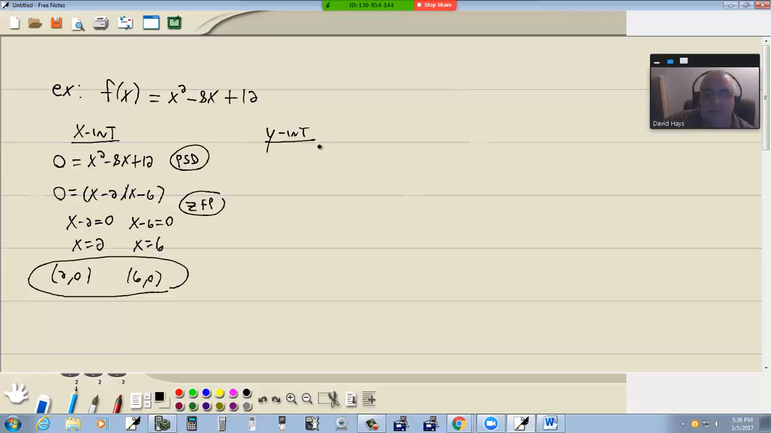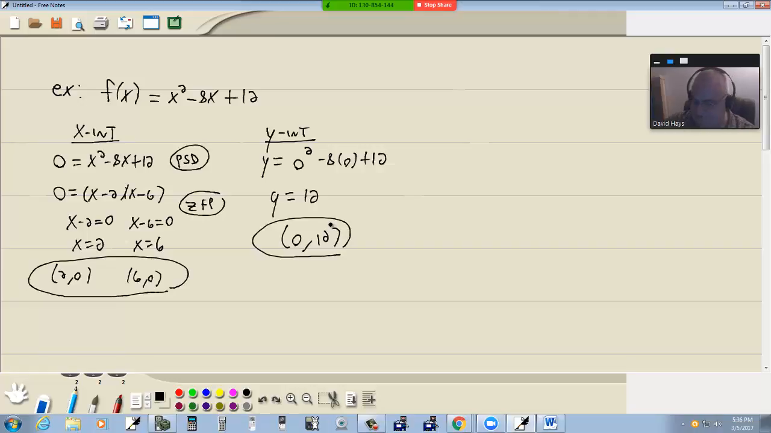Now for our y-intercept, you always plug 0 in for the other variable, so I plug 0 in for x. I'm going to replace the f of x with y. Remember, they're interchangeable, the f of x and y. So I got y is equal to 0 squared minus 8 times 0 plus 12. 0 squared drops away, negative 8 times 0 is 0, that drops away, so we got y is equal to 12. So this point would be 0, 12. And those would be our intercepts.